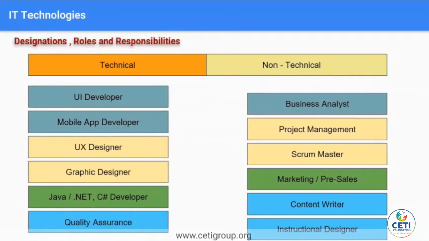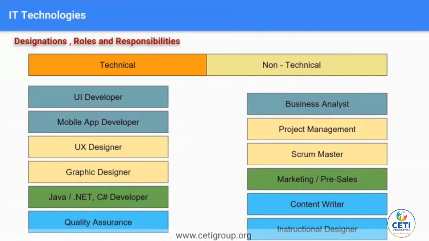Scrum Master, Marketing Pre-Sales, it is a very higher role now. Content Writer: if you are good in English writing, and if you can write a good story based on some requirement, then this is your place to be. I know many people who are good engineers, BTechs and even MTechs. Later on, they went on to become very good content writers and they flourished a lot.